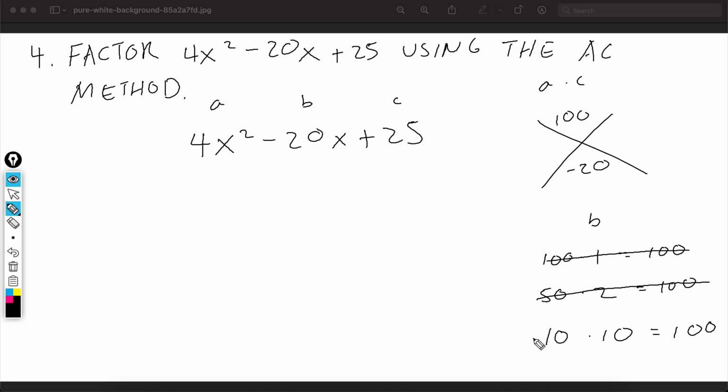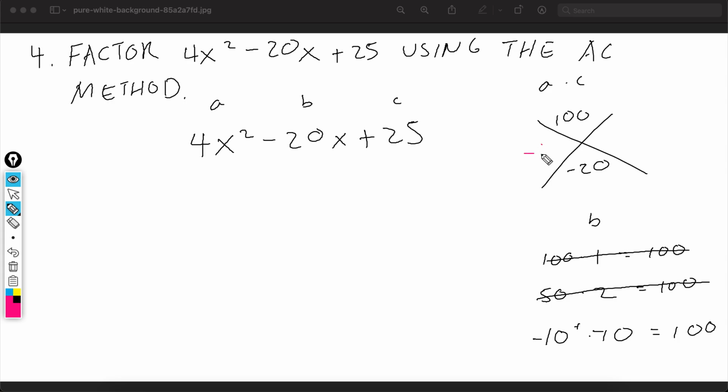However, what if we put negative 10 times negative 10? Since a negative times a negative equals a positive, we would still have a positive 100. However, negative 10 plus negative 10 would give us negative 20. So that would work.